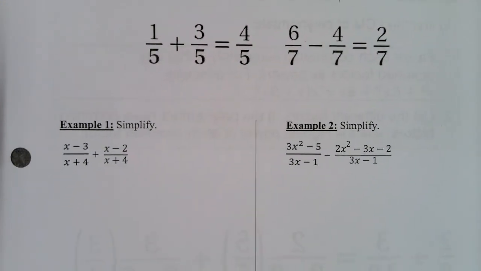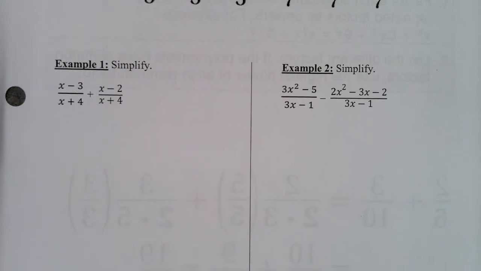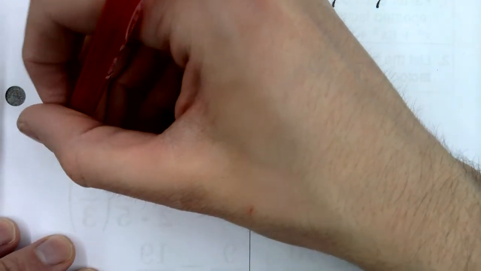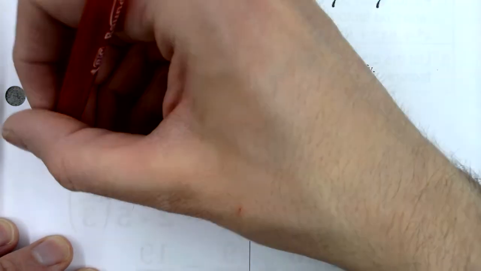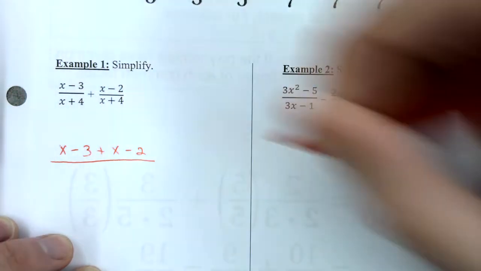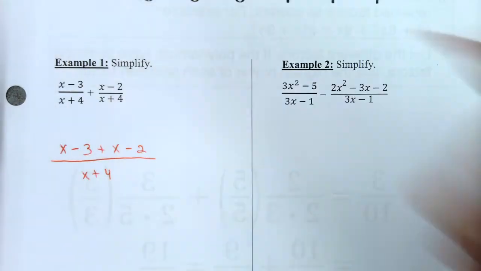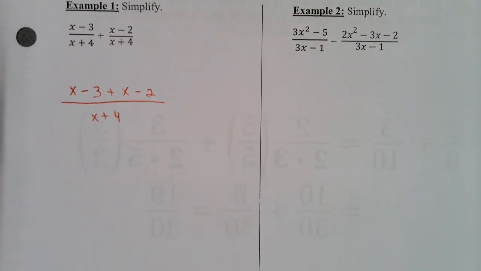So example one, simplify. They already have the same denominator, so you just add or subtract the numerators. So the numerator is going to be x minus 3 plus x minus 2 over x plus 4. Okay, the denominator just stays x plus 4. For my numerator, combine like terms, 2x minus 5.